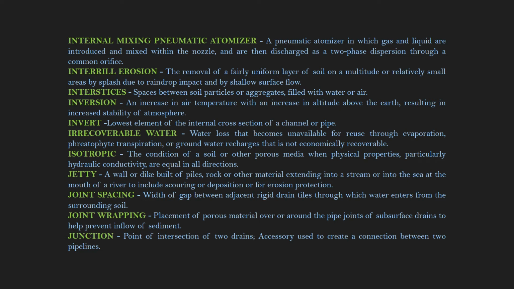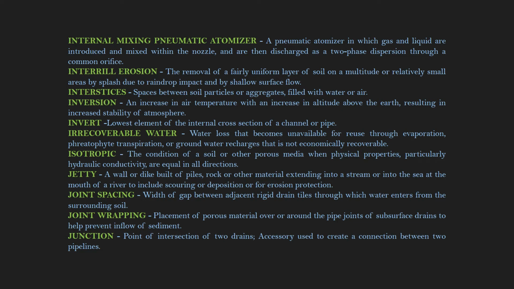Irrecoverable water: water loss that becomes unavailable for reuse through evaporation, free-flight transpiration, or groundwater recharge that is not economically recoverable. Isotropic: the condition of a soil or other porous media when physical properties, particularly hydraulic conductivity, are equal in all directions. Jetty: a wall or dike built of piles, rock or other material extending into a stream or into the sea at the mouth of a river to induce scouring or deposition or for erosion protection.